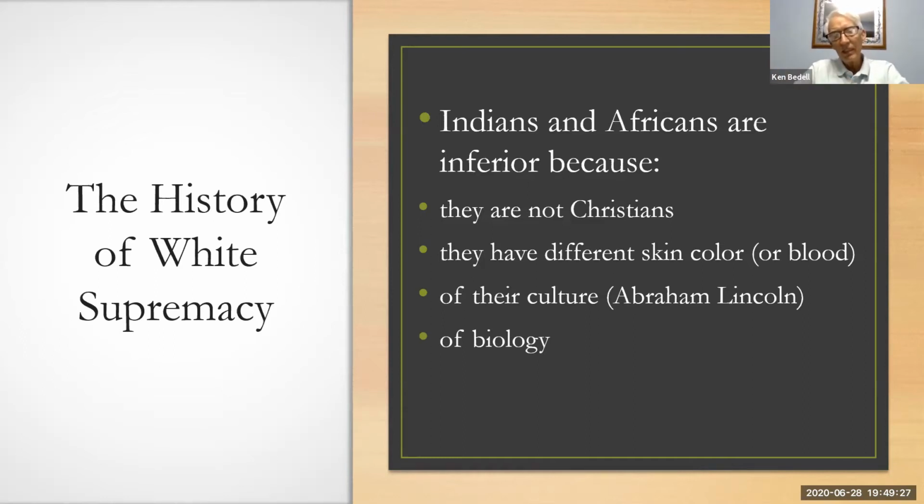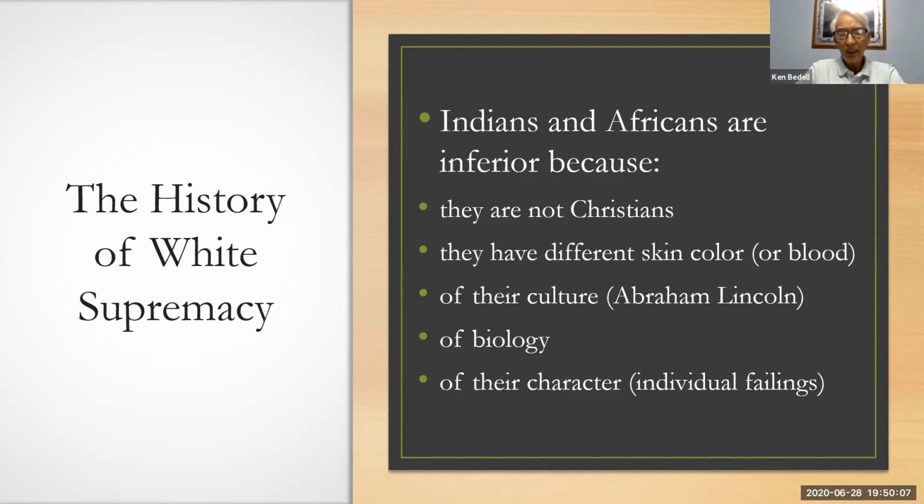Around that same time, the middle of the 1800s, biology became a big push of showing that there was a difference in biology between blacks and whites. It was scientific, and so whites were superior because of their superior biology. There were studies about brain size and other biological features that distinguished between the races, and that people of European extraction had better biology or different biology.